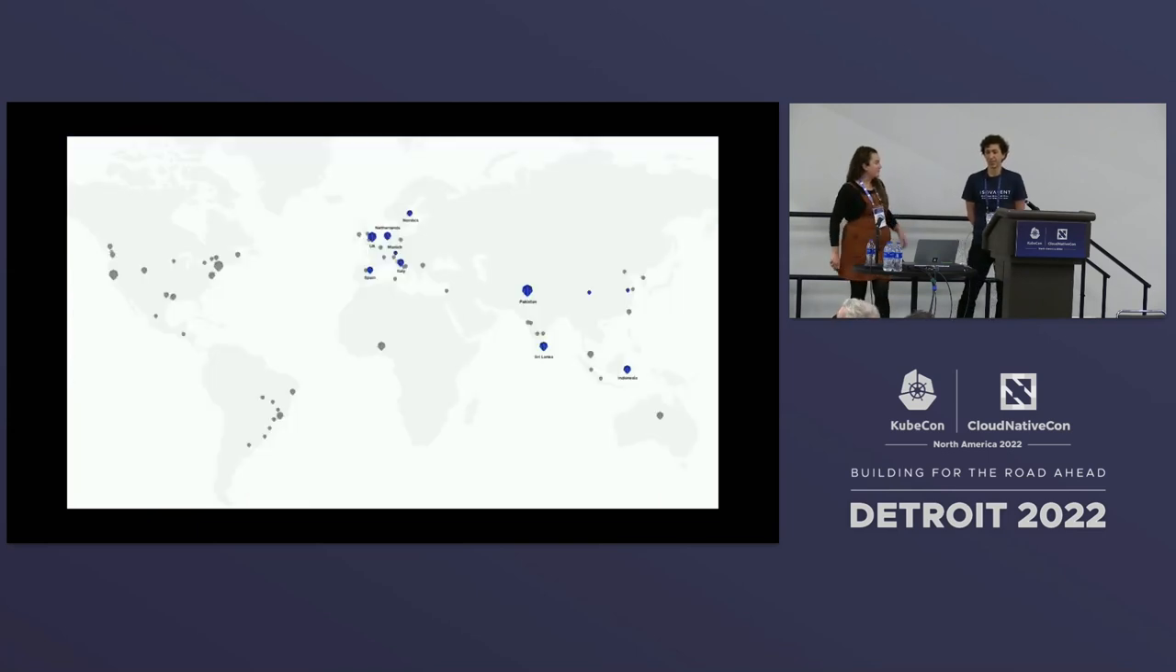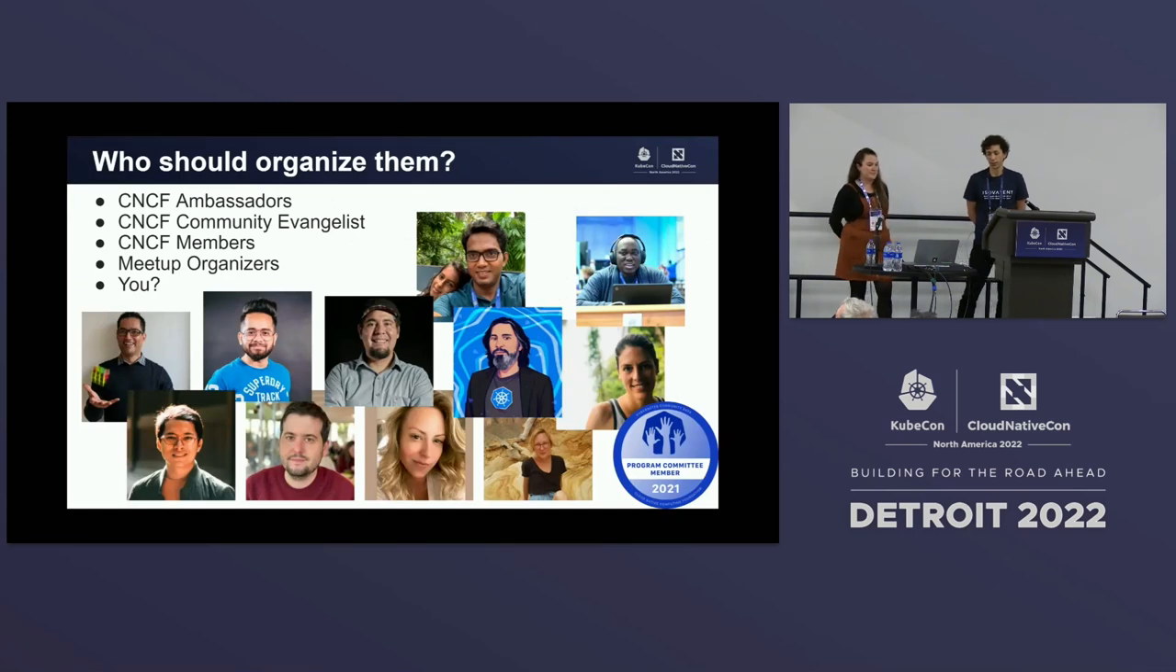As I was saying, and as we saw in the logos, KCDs are happening all around the world. This map shows where they've happened in 2022, but we're seeing them pop up in lots of different places around the globe. The blue diamonds represent KCDs that are happening in the latter half of the year and into 2023.